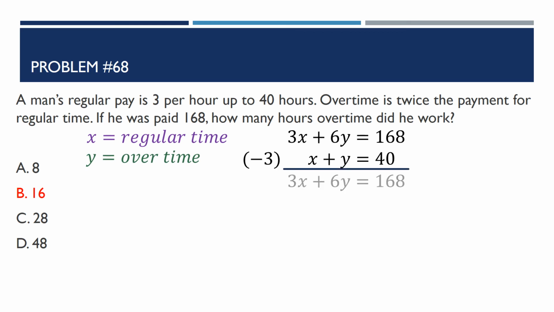So let us distribute. Let's copy first the first equation, and then distribute: negative 3x, negative 3y, and negative 120, which comes from negative 3 times x, negative 3 times y, negative 3 times 40. Then let's combine now. 3x and negative 3x will be 0, so it's gone. Now 6y and negative 3y will be positive 3y. And 168 and negative 120, if you combine that, will give you 48.